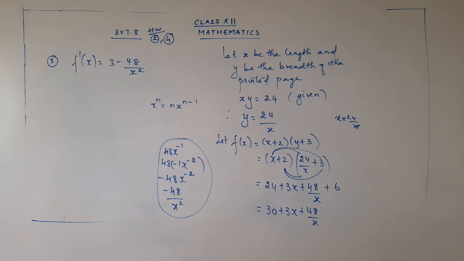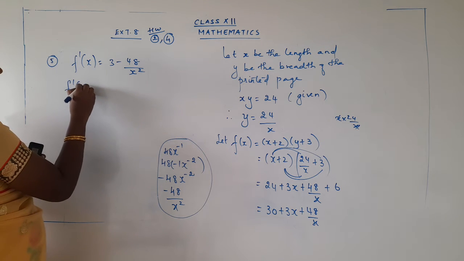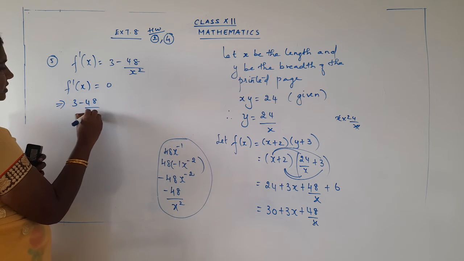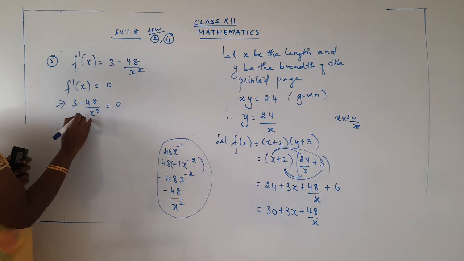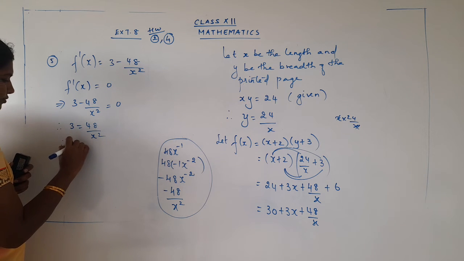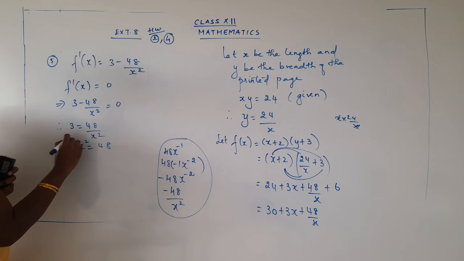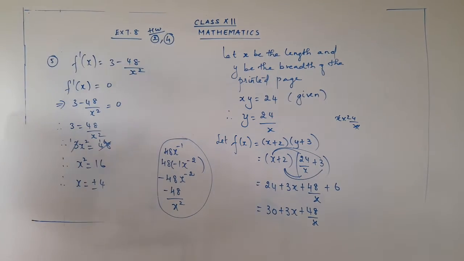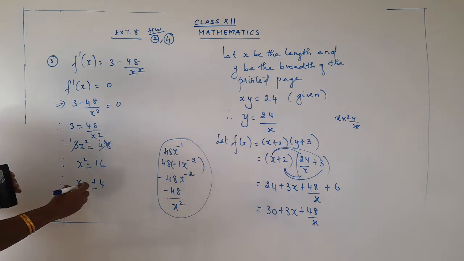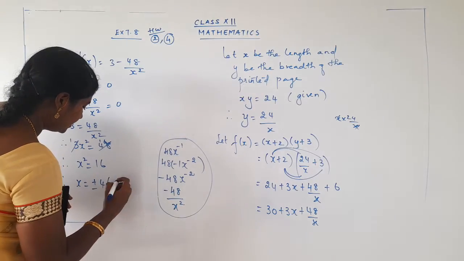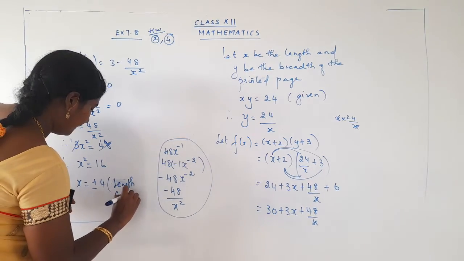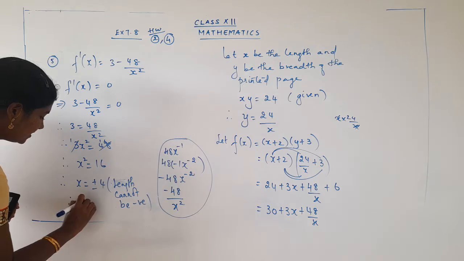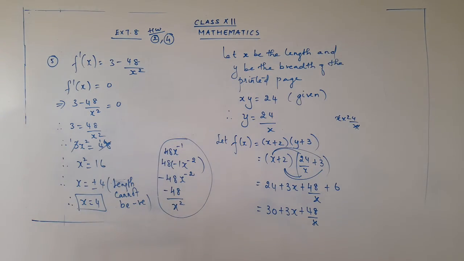Okay. Once you find f dash x, we have to equate it to 0. So put f dash x is equal to 0, which implies 3 minus 48 upon x square is equal to 0. So I get 3 is equal to 48 upon x square. So 3x square is equal to 48. 3 sixteens are 48, so x square is equal to 16. So x is equal to plus minus 4. But we don't need to take the negative value because here we are talking about the length of the rectangle. So just say the negative value is rejected, or you can say length cannot be negative. Therefore x is equal to 4. I got two values for x, plus minus 4, but we cannot take the negative value because we are talking about the dimensions of the paper. So we have to take only the positive value. I get the answer for x as 4.